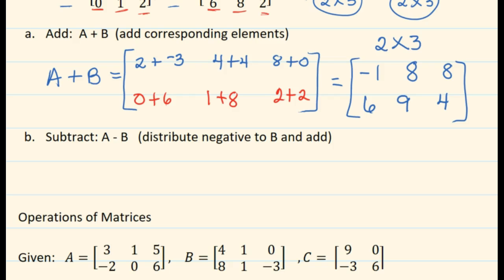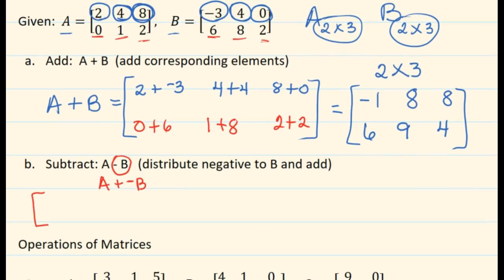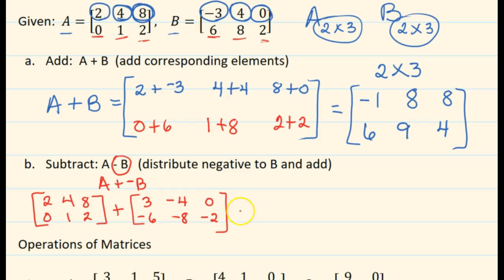One of the things that you might want to do is to think about this as matrix A plus a negative B matrix. When I do that, we're going to get matrix A from our original matrix, which was 2, 4, 8, 0, 1, 2, and we're going to add the negative B. In other words, I'm going to change everybody's sign. So negative 3 becomes a positive 3, 4 becomes a negative 4, 0 is still 0, negative 6, negative 8, and negative 2. And now we're back to adding.